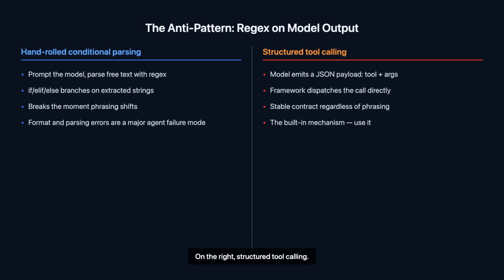On the right, structured tool calling. The model itself emits a JSON payload naming the tool and the arguments. The framework dispatches the call directly. No regex, no string matching, no guessing. This is a built-in mechanism in every modern foundation model. Use it.